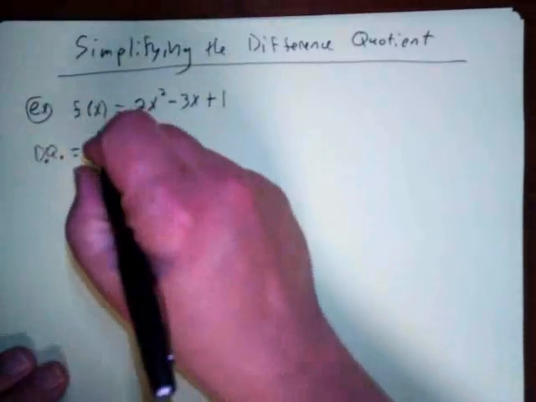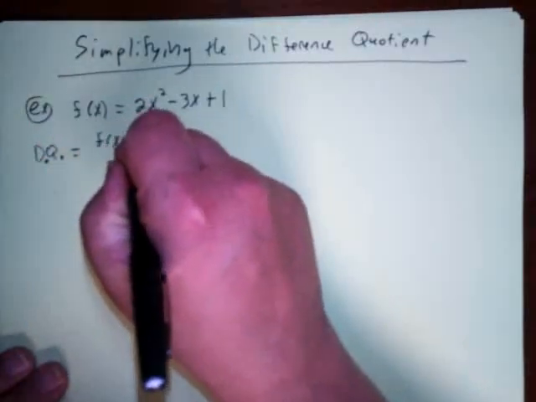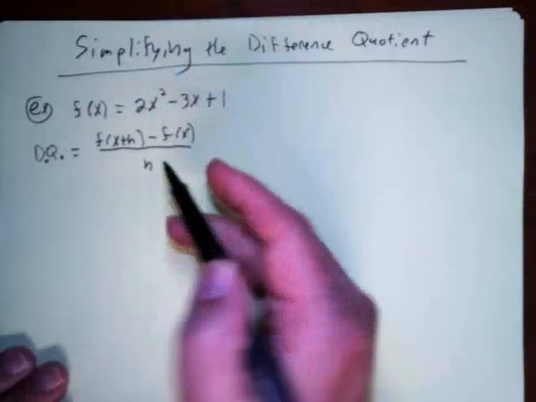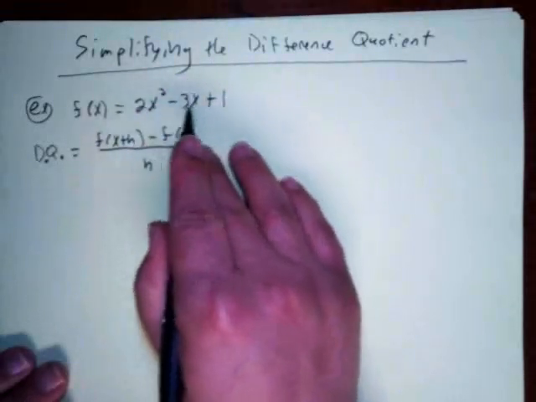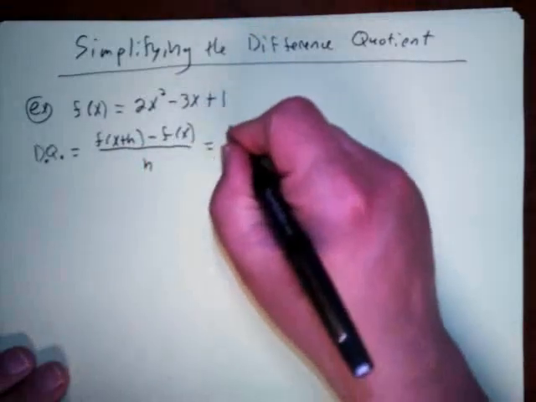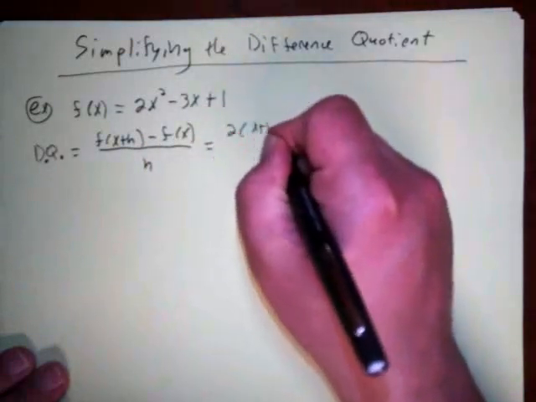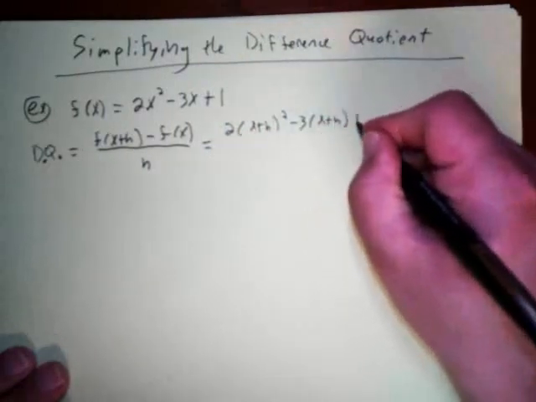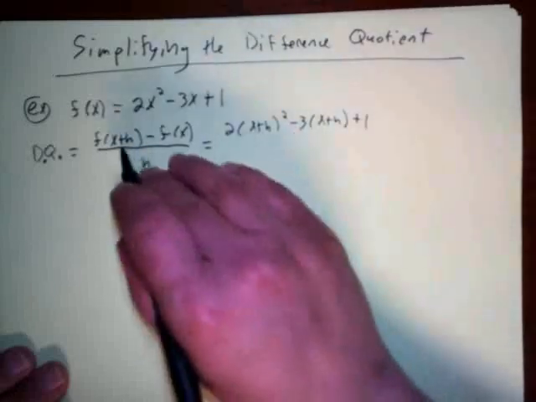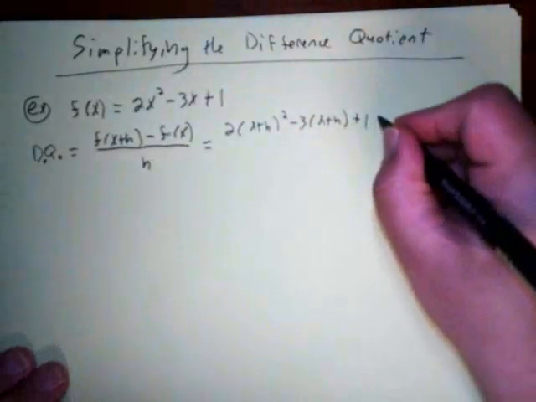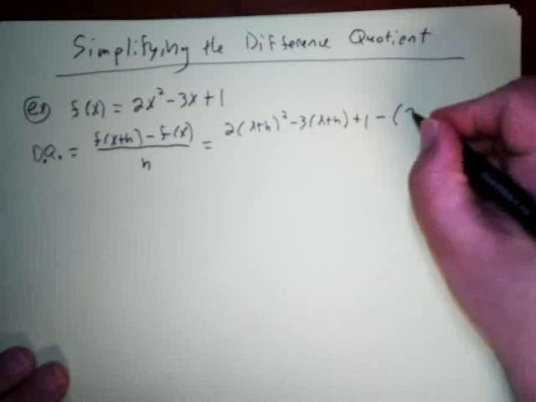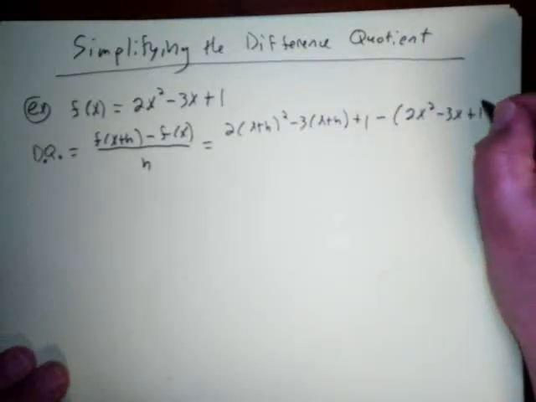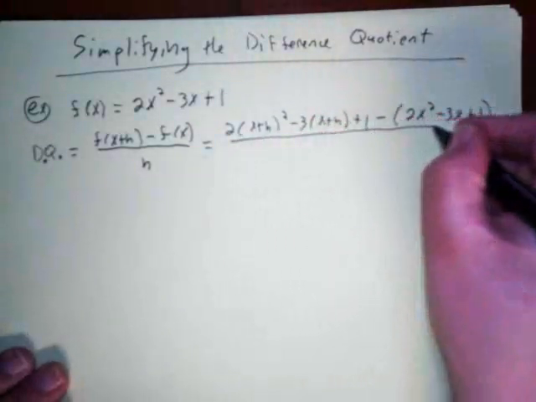Okay? So here the difference quotient, remember, is f of x plus h minus f of x all over h. And so the idea here is I have to put in x plus h in for x on both of these. Right? So I have 2(x plus h) squared minus 3(x plus h) plus 1. So that's putting in x plus h. Then I just put in x. And so in parentheses, I get 2x squared minus 3x plus 1. And then all of this over h.